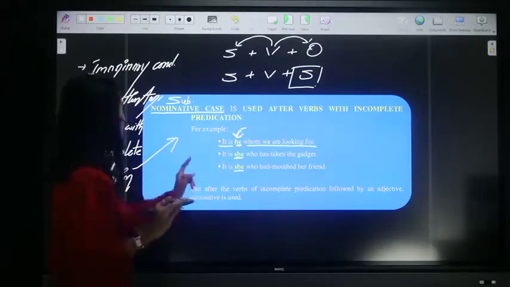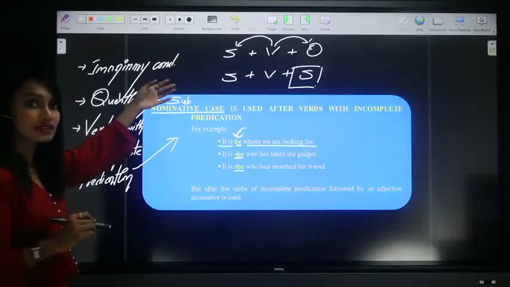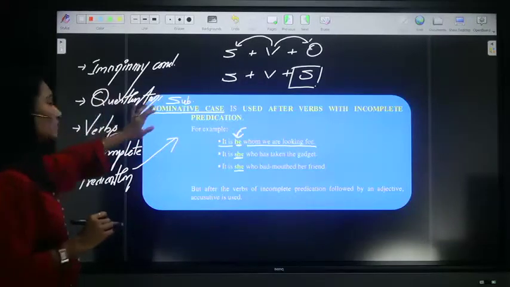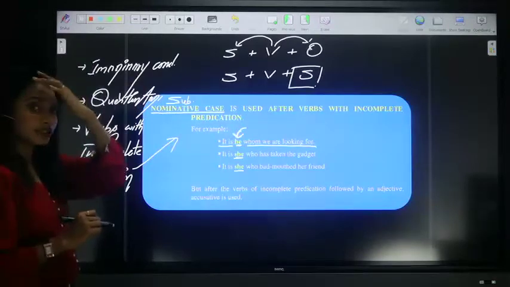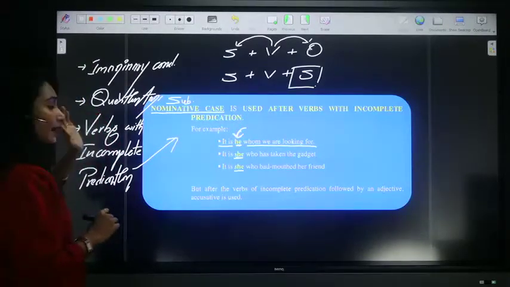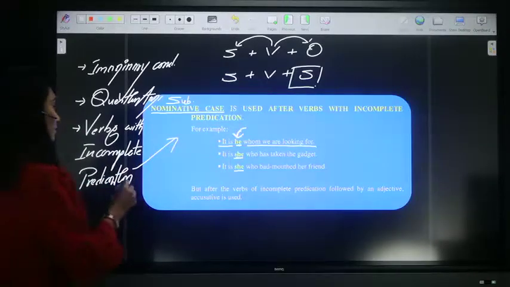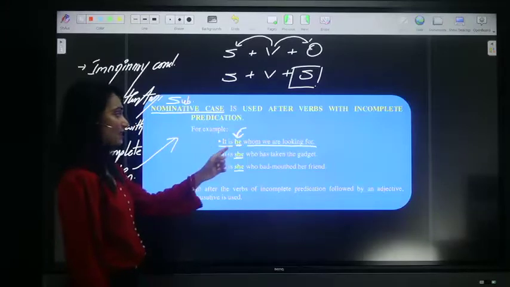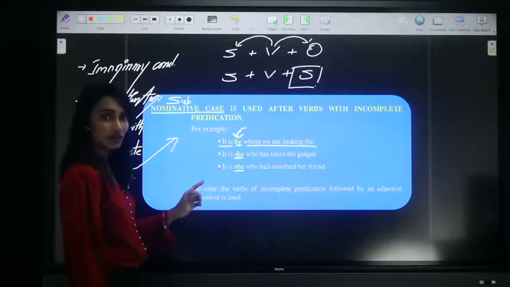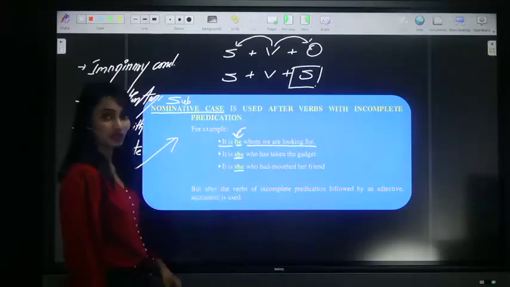Do remember, only three cases. One, imaginary condition, we discuss in future classes of if class. Two, question tags. You know question tags. After verb only we use that subjective case pronoun in tag part. Next, verbs with incomplete predication. So it is and it was, generally when it is giving incomplete sense, followed by subjective case pronouns.